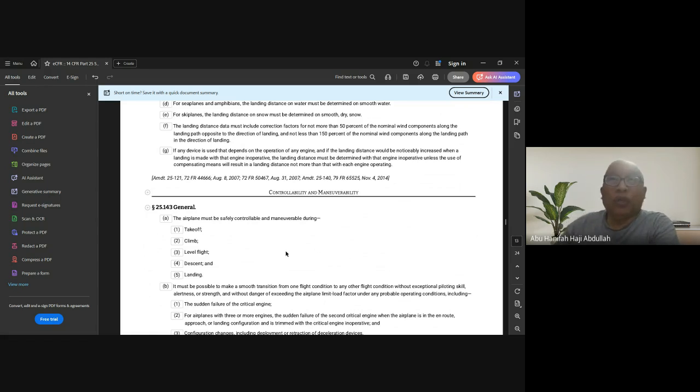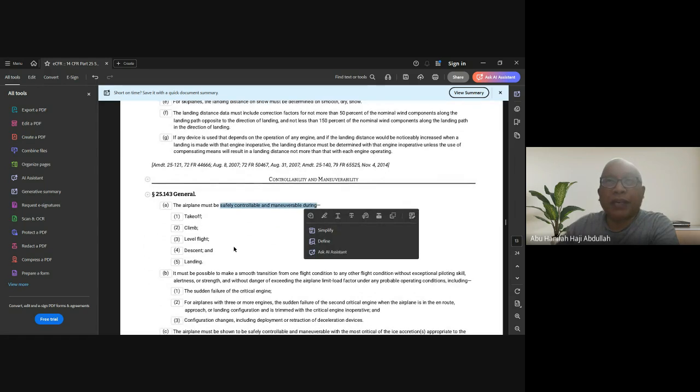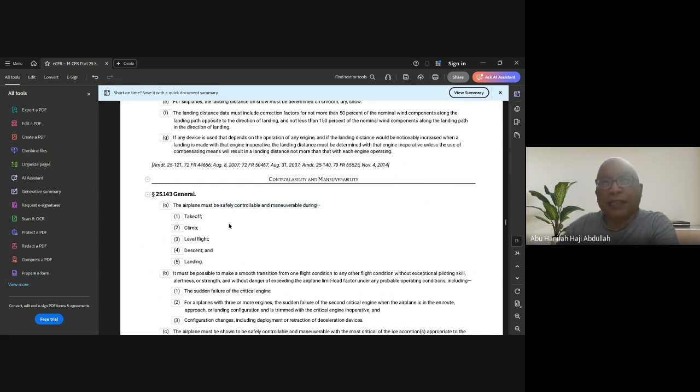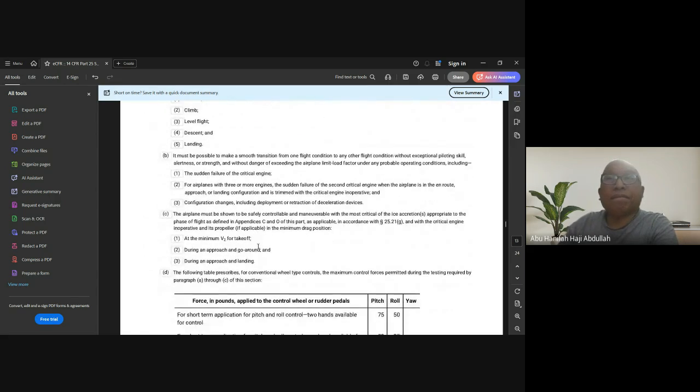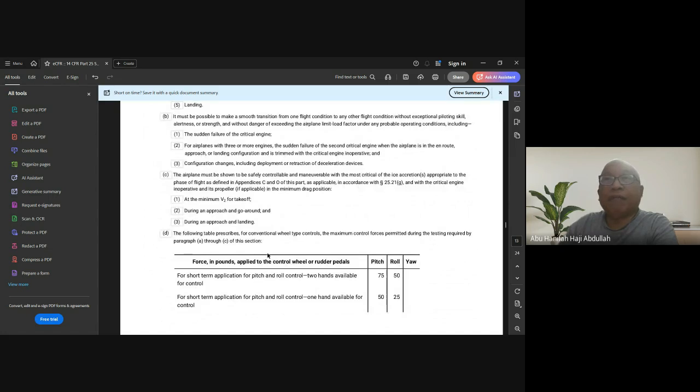Control: the aircraft must be safely controlled. The wording is simple: safely control and maneuver during takeoff, climb, level flight, descent, and landing. And prove it. The proving is by flight test. Then there is a lot more detail. The following table is prescribed for conventional wheel-type control, the maximum control force permitted during testing.